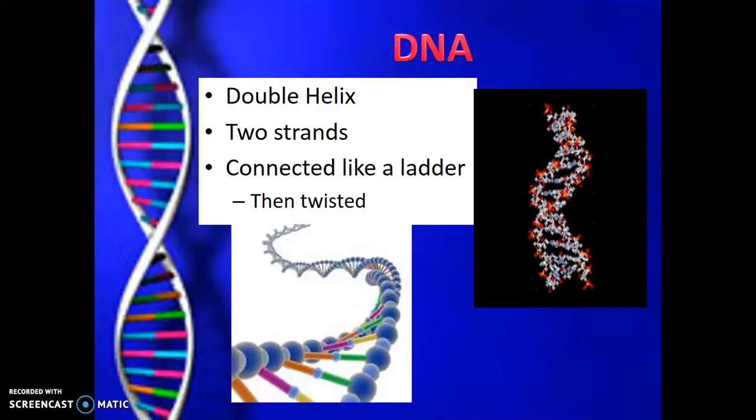We know that DNA is a double helix, double because it has two strands, and helix because it is twisted. Helix is a twisted shape, like a ladder that twists around, one of those staircases. So it's connected like a ladder, and then it's like you twist the ladder. And we'll learn more about this as we keep going, what all these little pieces are.